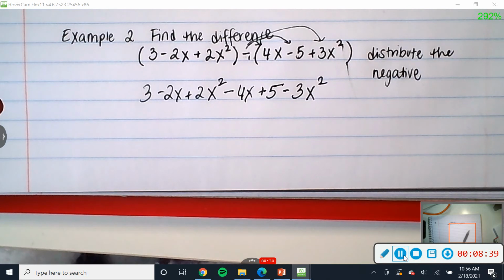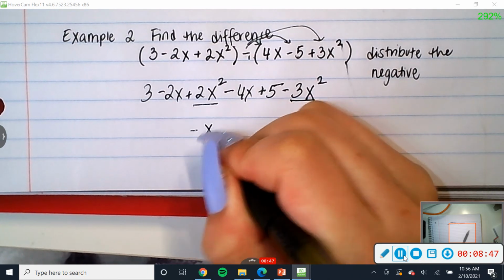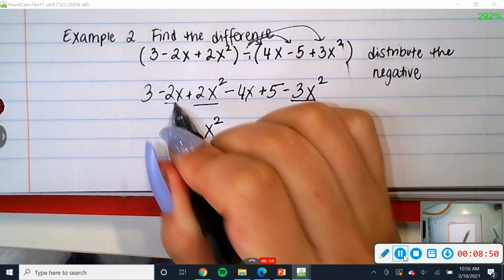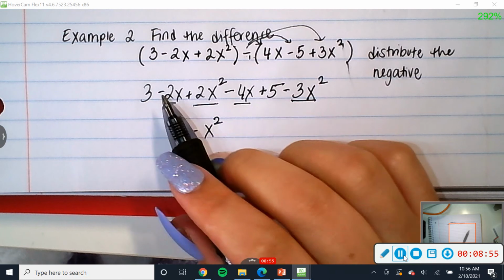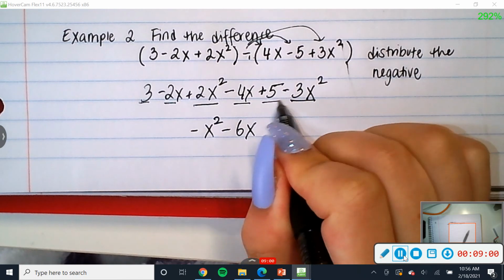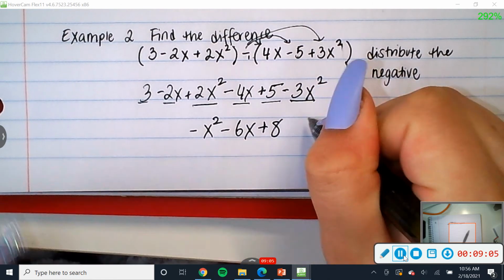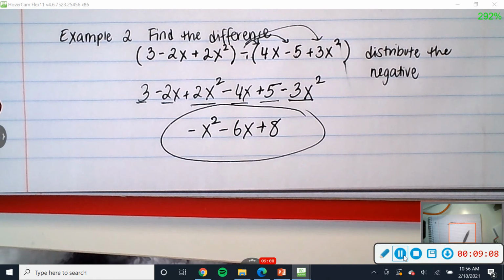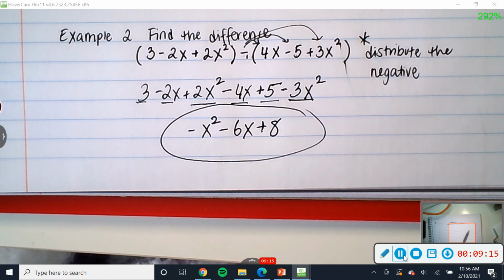Okay, so now we're just going to combine like terms. So we have our x squareds. I'm going to add those together. I have negative x squared. Next, I have the regular x terms, so negative 2x and negative 4x. Combine those together is negative 6x. And then 3 and 5, combine those together, we get positive 8. So our final answer is going to be x squared minus 6x plus 8. Remember, do this step first, distribute the negative, before you combine like terms.